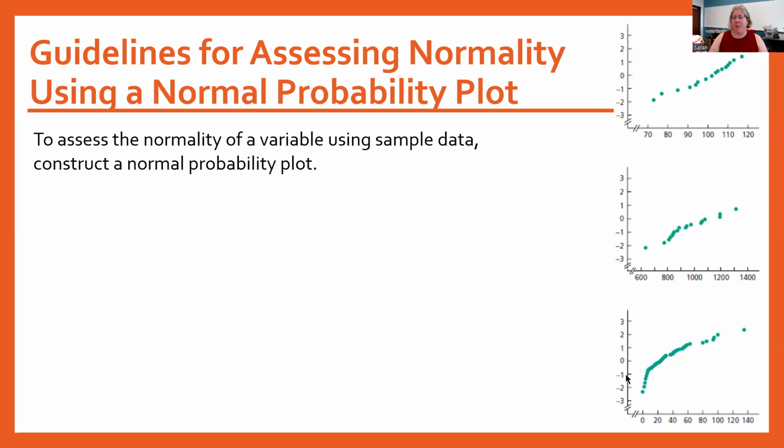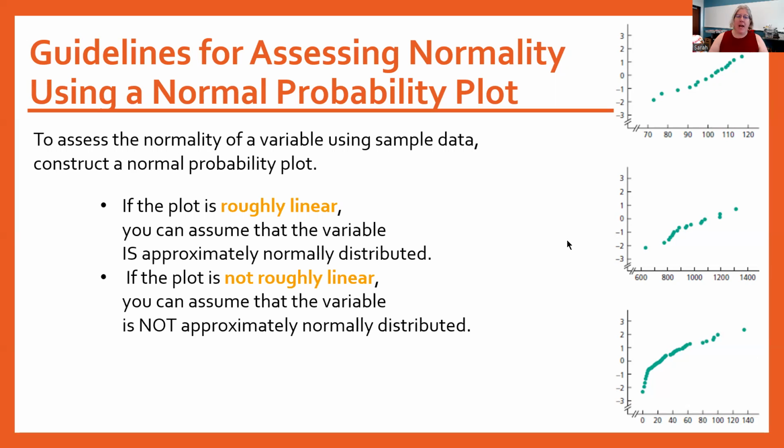The normal probability plot will look something like what you're seeing on the right side of the screen. It is a set of dots, and what you're looking for is for them to make a reasonably straight looking line. If the plot is roughly linear, it's fair to assume that the distribution is more or less normal, at least well enough to use the things that we've learned in this chapter.